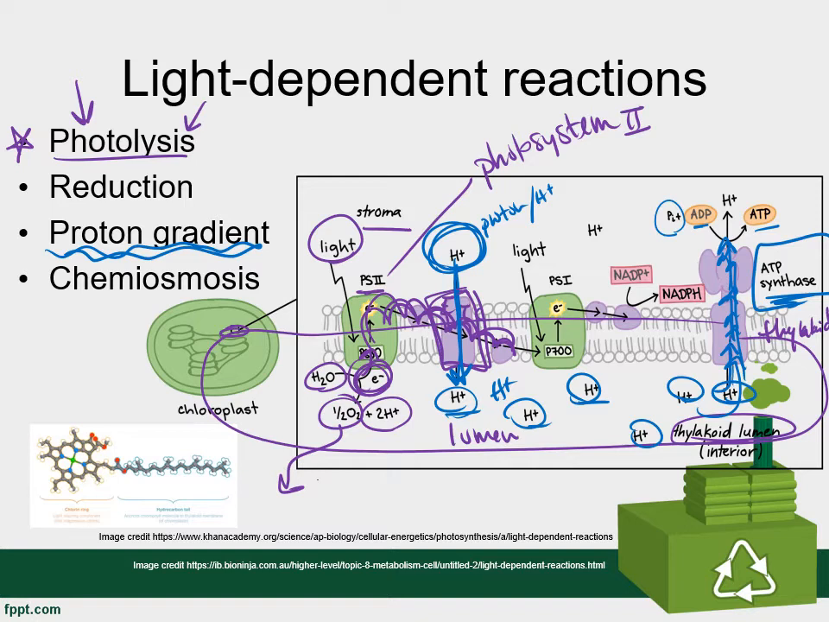So hydrogen ions flow through ATP synthase. ATP synthase can take a little bit of phosphate, some ADP, and make a little bit of ATP. This is not the ATP that the cell uses for everything. This is ATP that it uses only to make glucose.